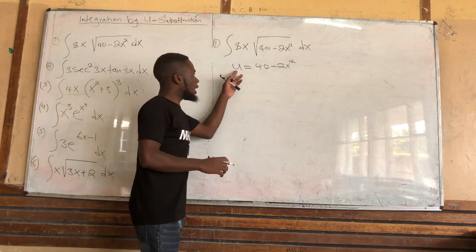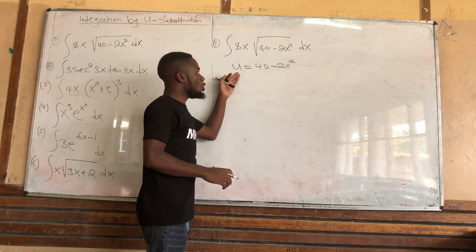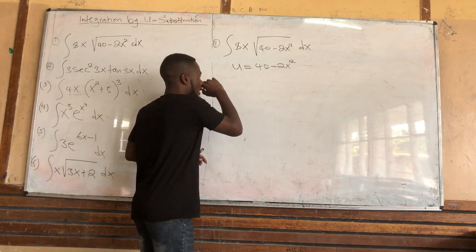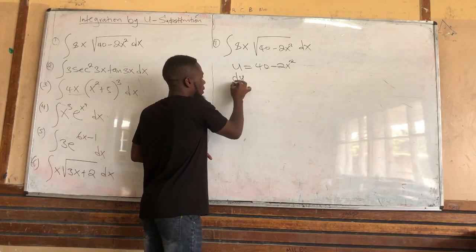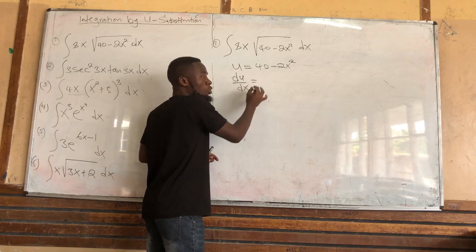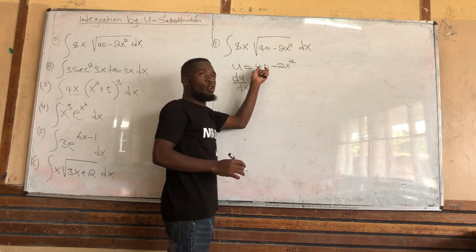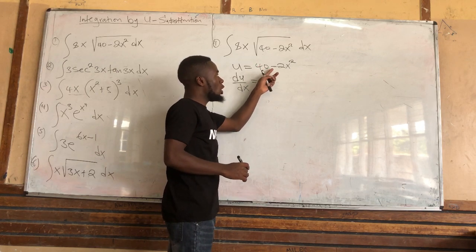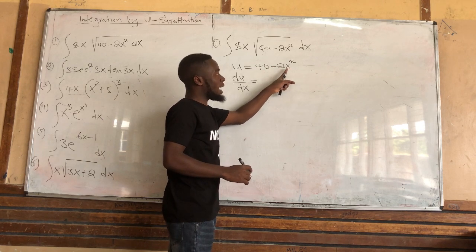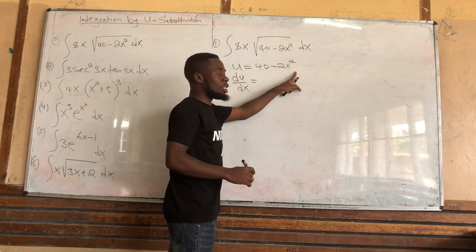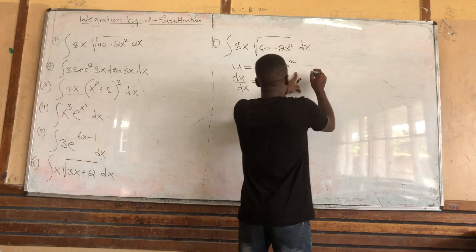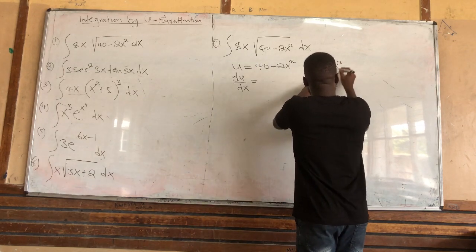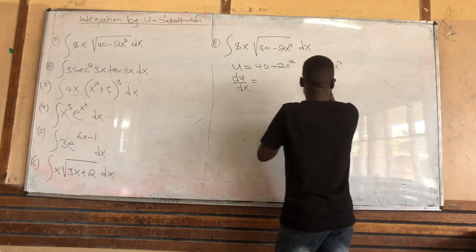You need to differentiate u with respect to x, meaning you have to find du/dx. So du/dx is equal to what? When you differentiate 40, a constant, the answer is 0. What about when you differentiate negative 2x squared? Here we need to use the power rule.